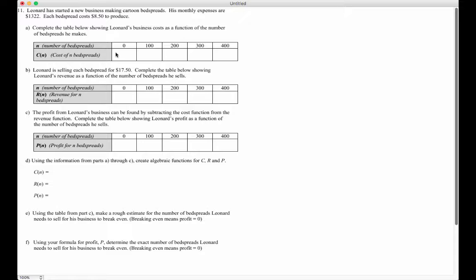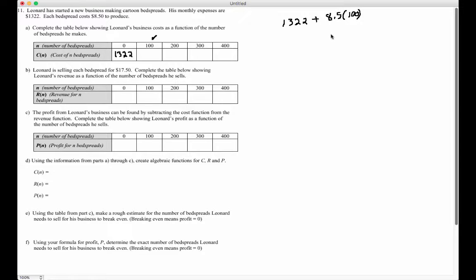Well, if Leonard doesn't make any bed sheets at all, then he still has his fixed monthly cost of $1,322. Can't get out of that. That's how much the cost of business was. But what if he's going to make 100 bed sheets? Well, he still has that fixed cost of $1,322, but he's got to add into that the cost of manufacturing those 100 bed sheets.